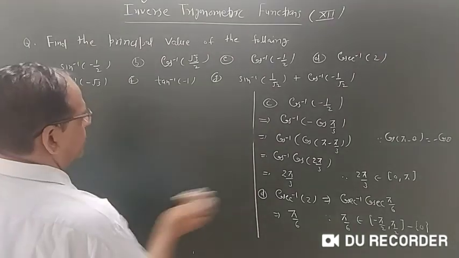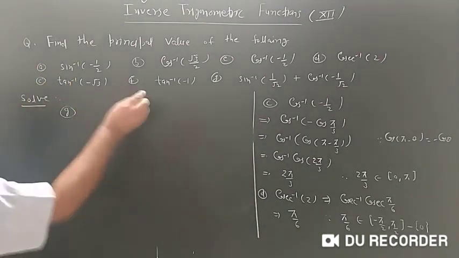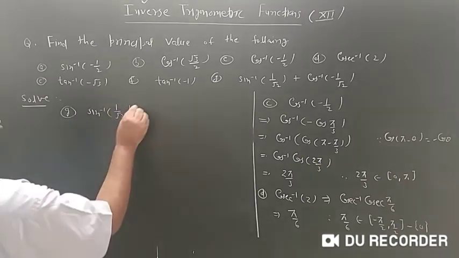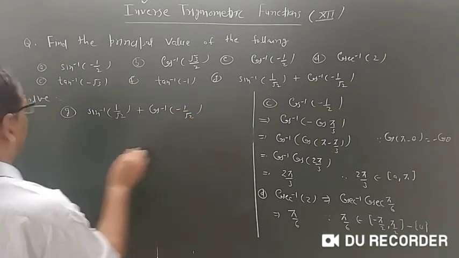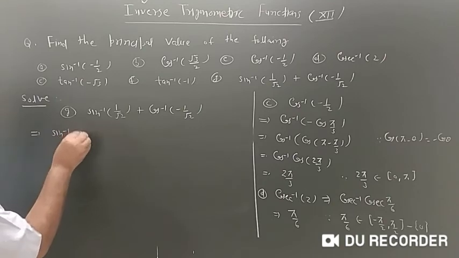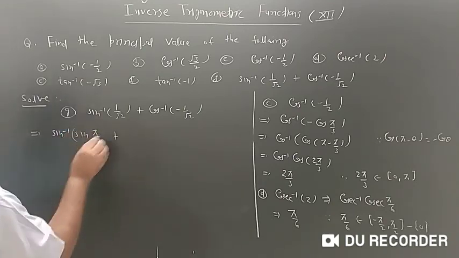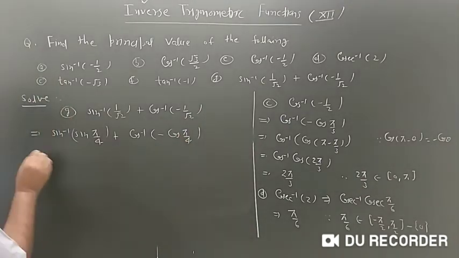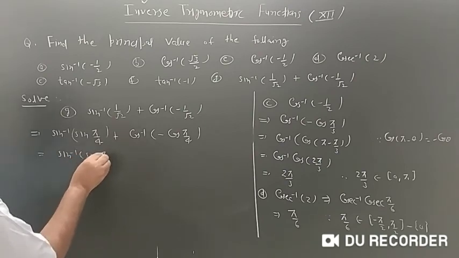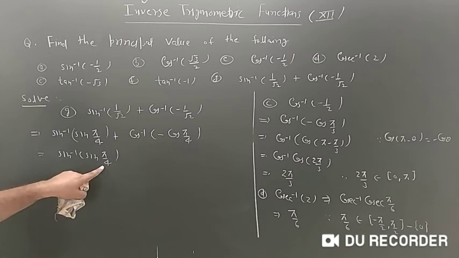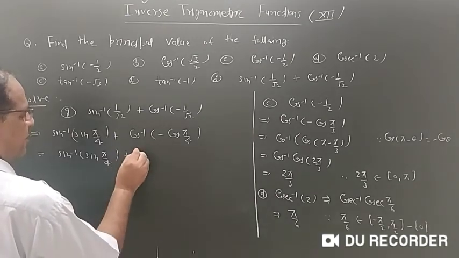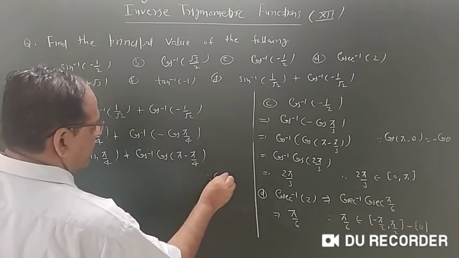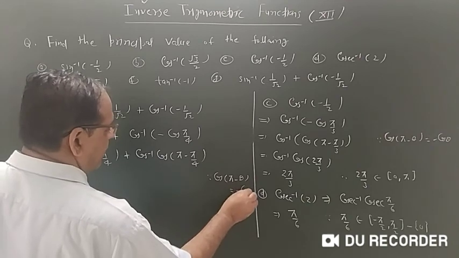Now I am taking one more part from these questions. This is part G. Sin inverse of 1 upon root 2 plus cos inverse of minus 1 upon root 2. This is a combined question of two inverse trigonometric functions. So we take here sin inverse of sin pi by 4 plus cos inverse of minus cos pi by 4. There is no problem with sin pi by 4, because our angle is coming in the principal value branch, but here the conversion is needed: cos inverse of cos of (pi minus pi by 4), because cos of (pi minus theta) equals minus cos theta.